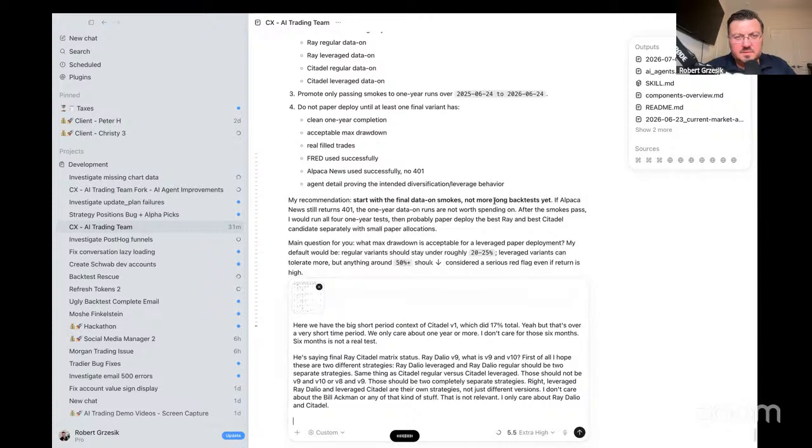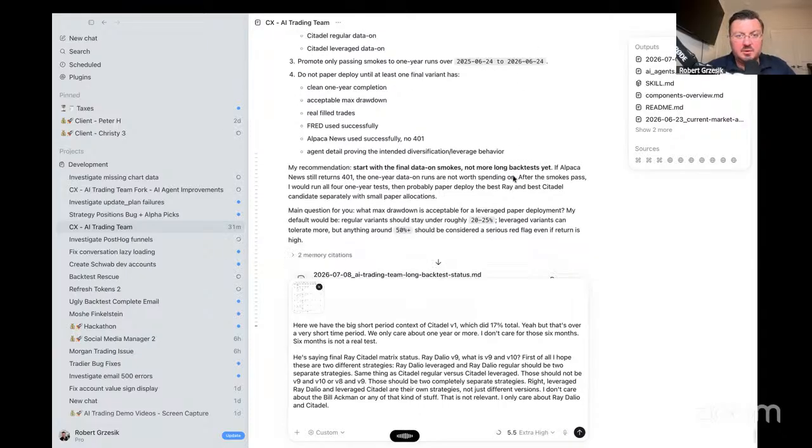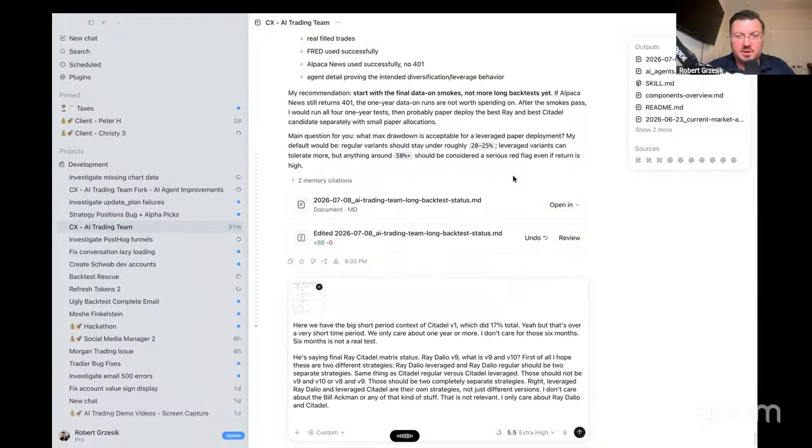All right. And they're saying do not paper deploy until at least one final variant has one clean year completion, acceptable max drawdown, and real failed trades. And then Fred used successfully, Alpaca used successfully, no 401. Yeah, I agree with basically all of that there, right? Don't deploy until all those things are correct. Okay, so I think that there's a lot of research required here.